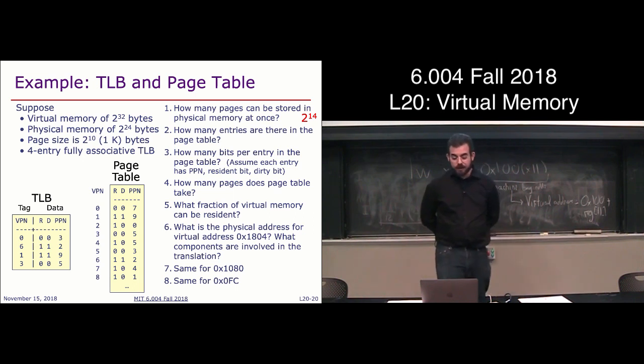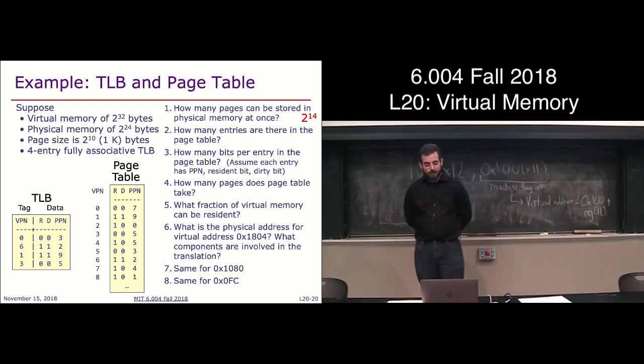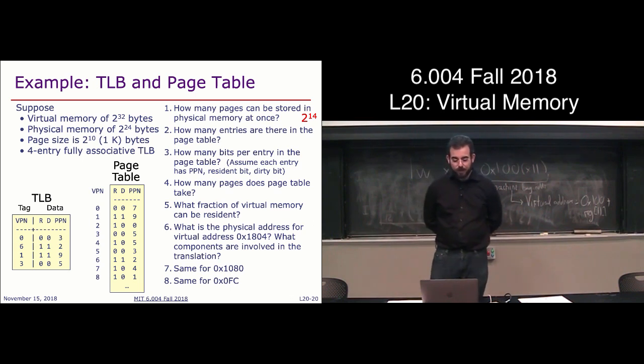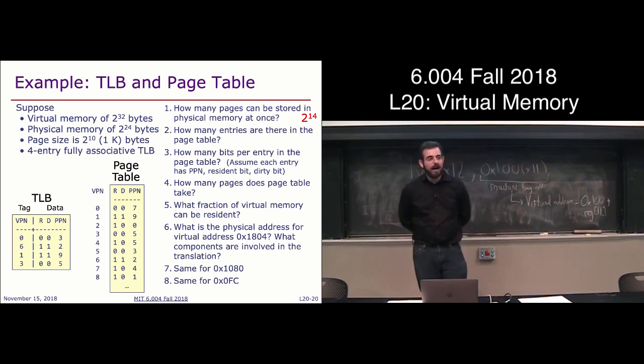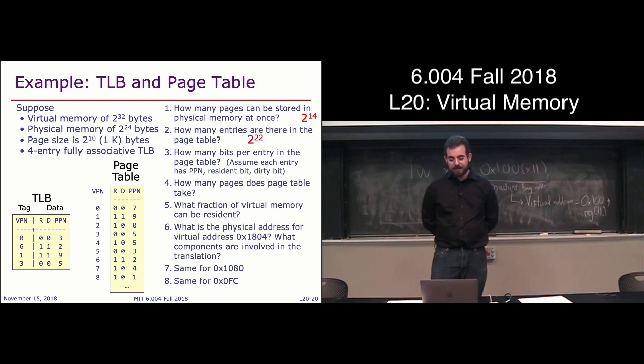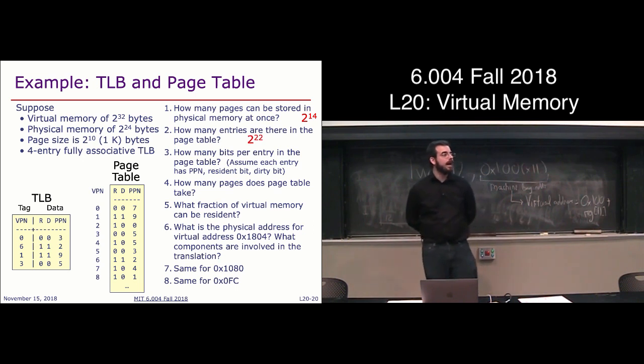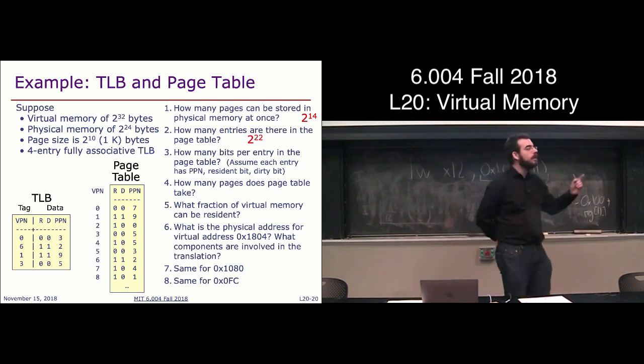Now, how many entries are there in the page table? So we have 2 to the 32 possible byte addresses and 2 to the 10 bytes per page. So that's 2 to the 22, right? You divide both to get 2 to the 22 virtual page numbers.